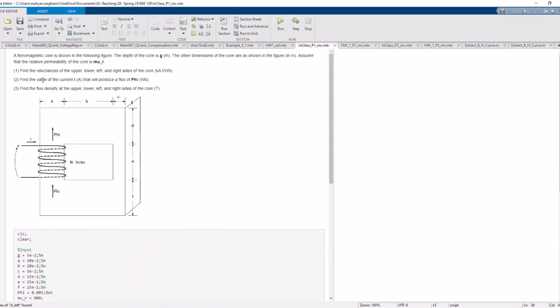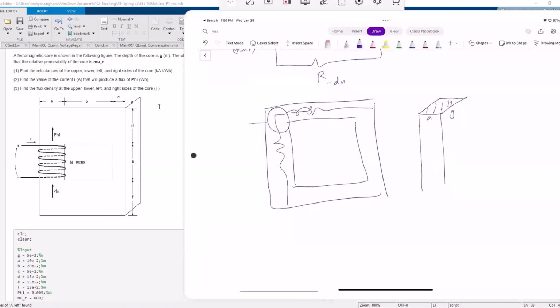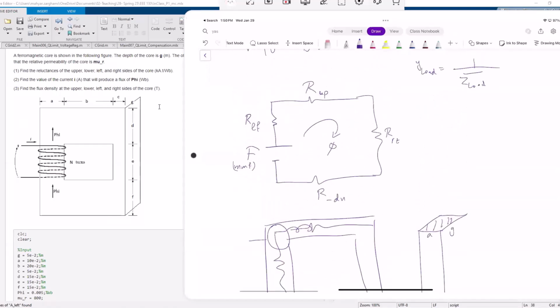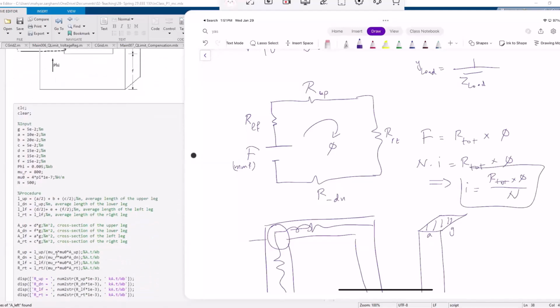In the second part, we want to find the value of the current that will produce a certain phi. And for that, we know that F in this magnetic circuit, F for the magnetomotive force, should be R total, which is the combination of all the R's, times phi, right? And F is equal to Ni, the number of turns. So that would be R total times phi. So from here, you can find your I as R total times phi over N. So this is how this has been done.